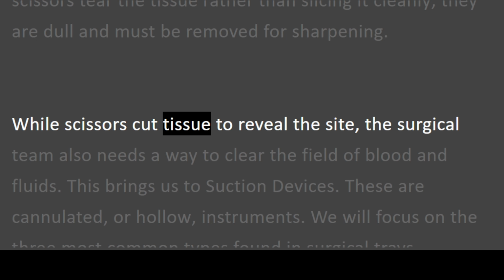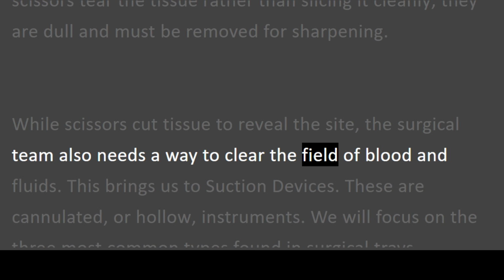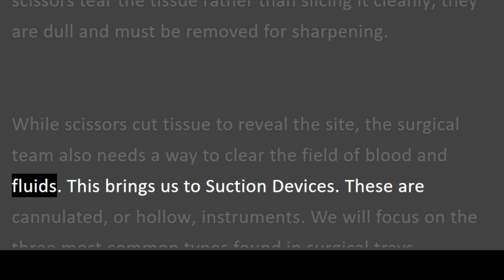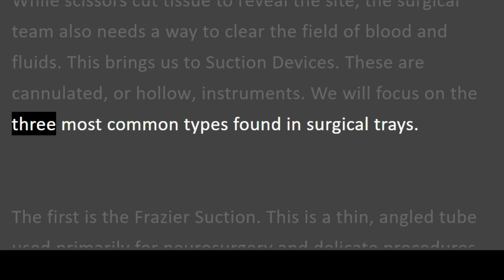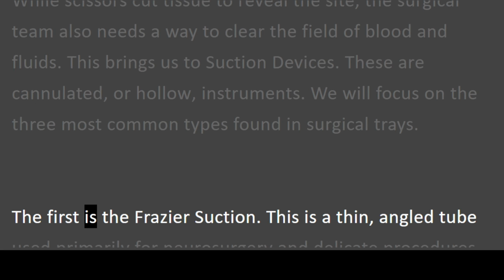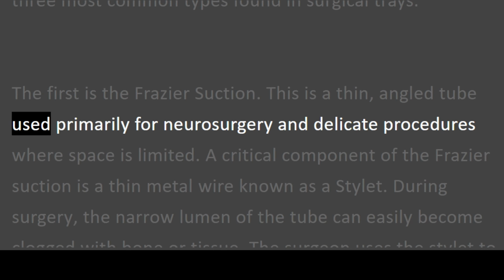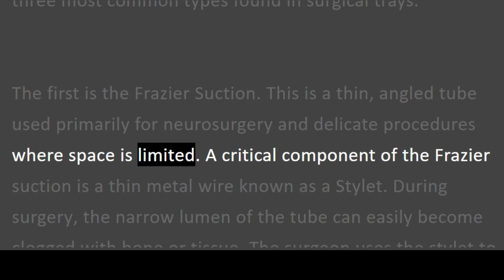While scissors cut tissue to reveal the site, the surgical team also needs a way to clear the field of blood and fluids. This brings us to suction devices. These are cannulated, or hollow, instruments. We will focus on the 3 most common types found in surgical trays. The first is the Fraser suction. This is a thin, angled tube used primarily for neurosurgery and delicate procedures where space is limited.